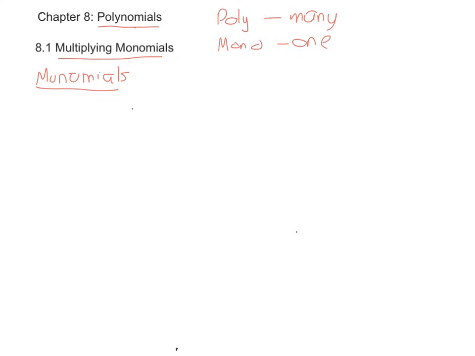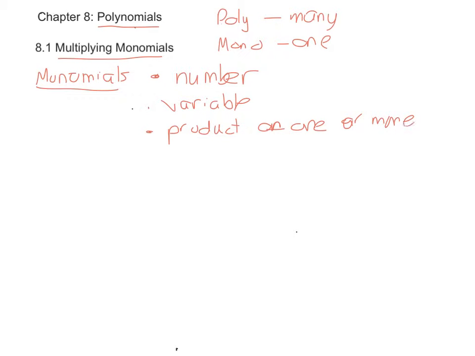So monomials can be several different things. A monomial can be a number. It could be a variable. Or it could be the product, so multiplying, of one or more numbers and variables.